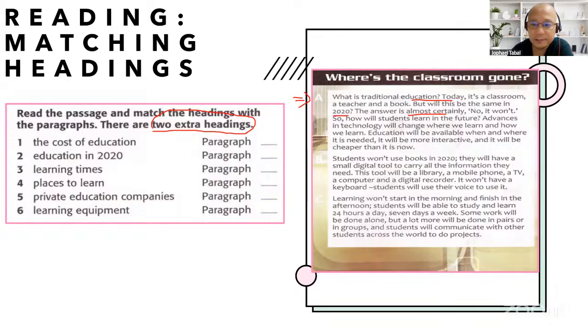So you have to read here. Will this be the same in 2020? No, it won't. So how will students learn in the future? Advances in technology will change where we learn and how we learn, okay? So that's the key word there. So the answer here, therefore, in paragraph A, is number 2, education in 2020.